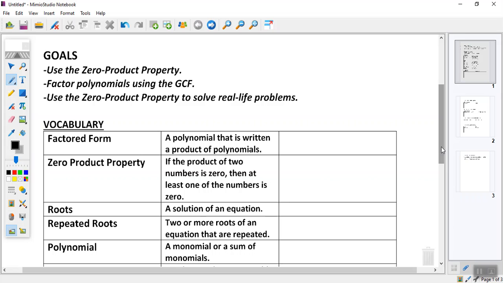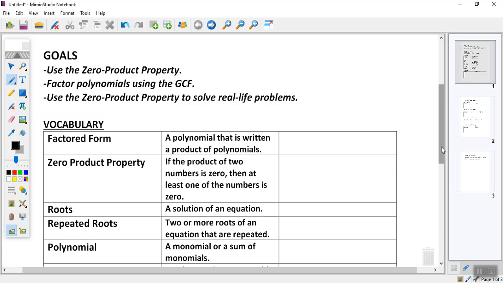Anything times 0 is going to equal what? So if I have one number times another number and the product is 0, one of those two numbers had to be 0, right? Okay. We're going to look at factoring polynomials using the GCF, which stands for greatest common factor. That's what we're after. Next one, use the zero product property to solve real life problems. We'll show what that looks like here in a second, okay?